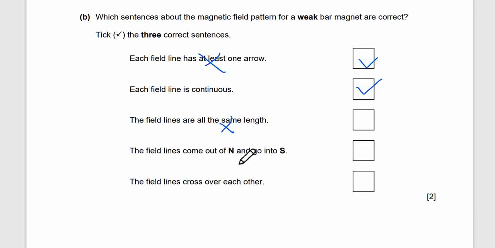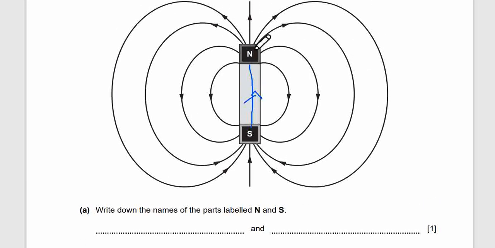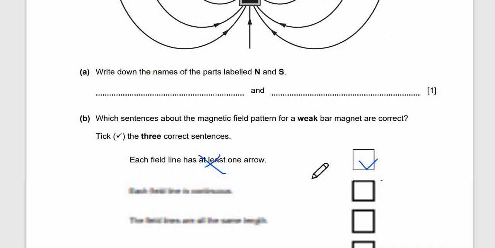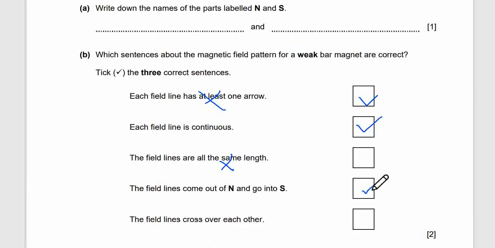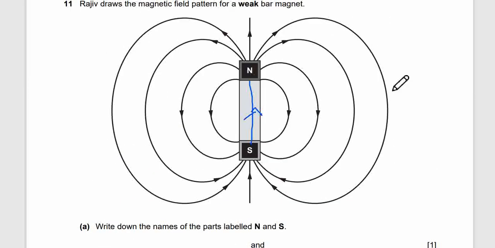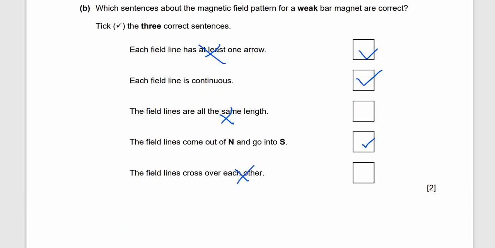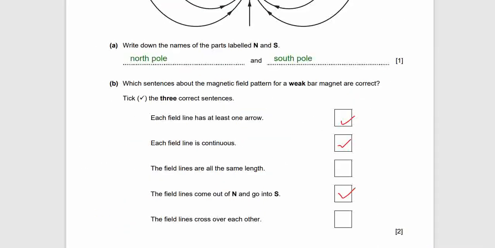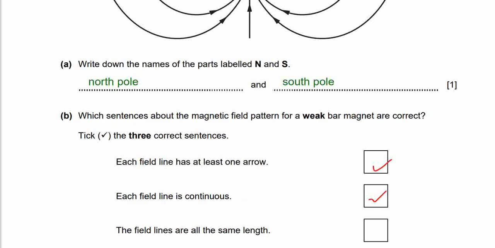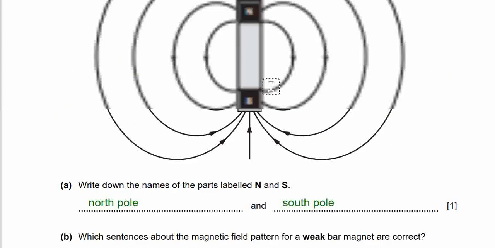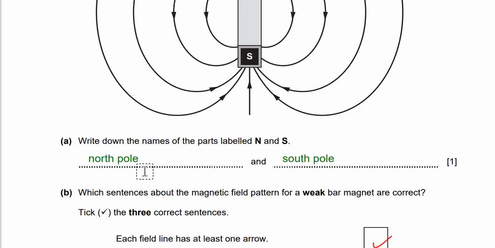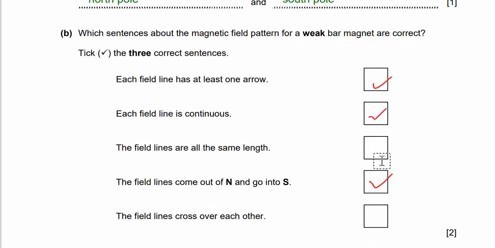And the field lines come out of and go into S, which is correct. Out of and into S. Next, the field lines do not cross over each other, so it is never crossed. It is parallel here. So this is our answer. The name labels N and S are North Pole and South Pole. That is our answer here.